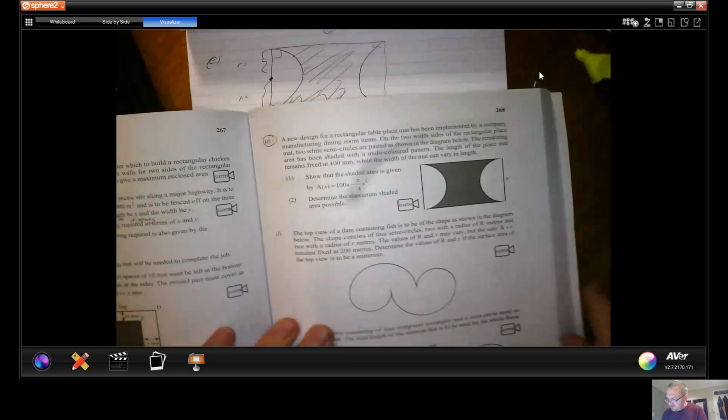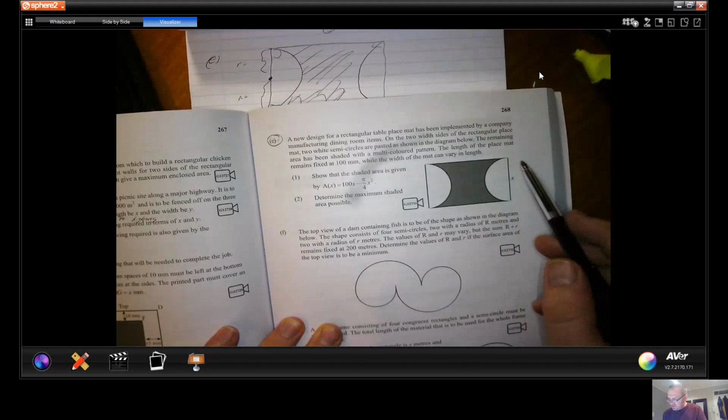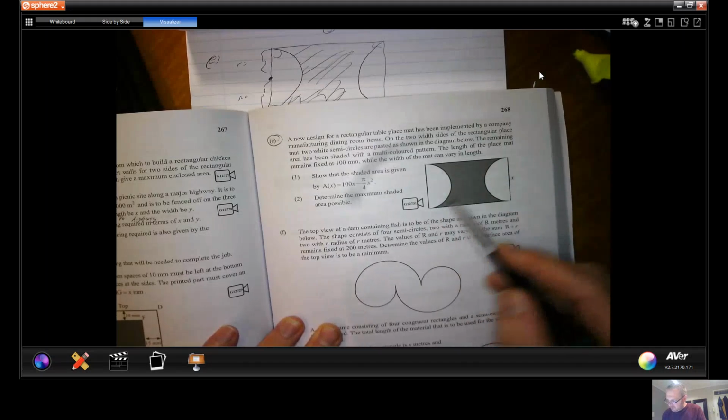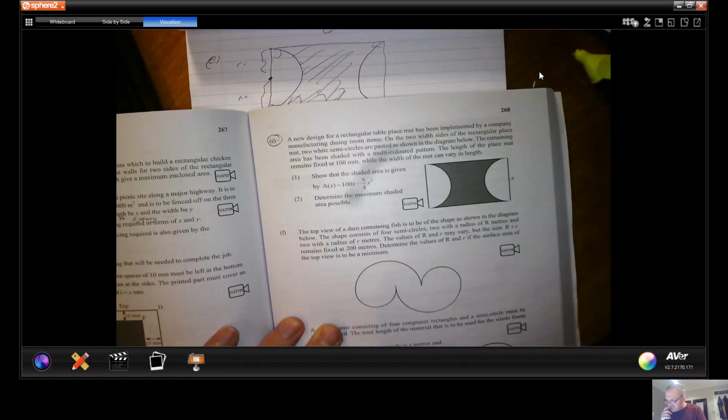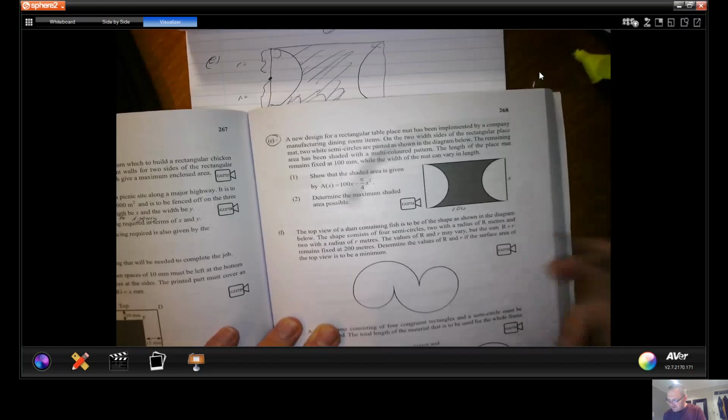They give you a whole long speech. You've got a tablecloth, a needed design, and so on. On the two wide sides of the rectangular placemat, two white semicircles, and then we've got some pretty decorations. That's the shaded region. It says to you that the length has to be fixed at 100, but this can vary.